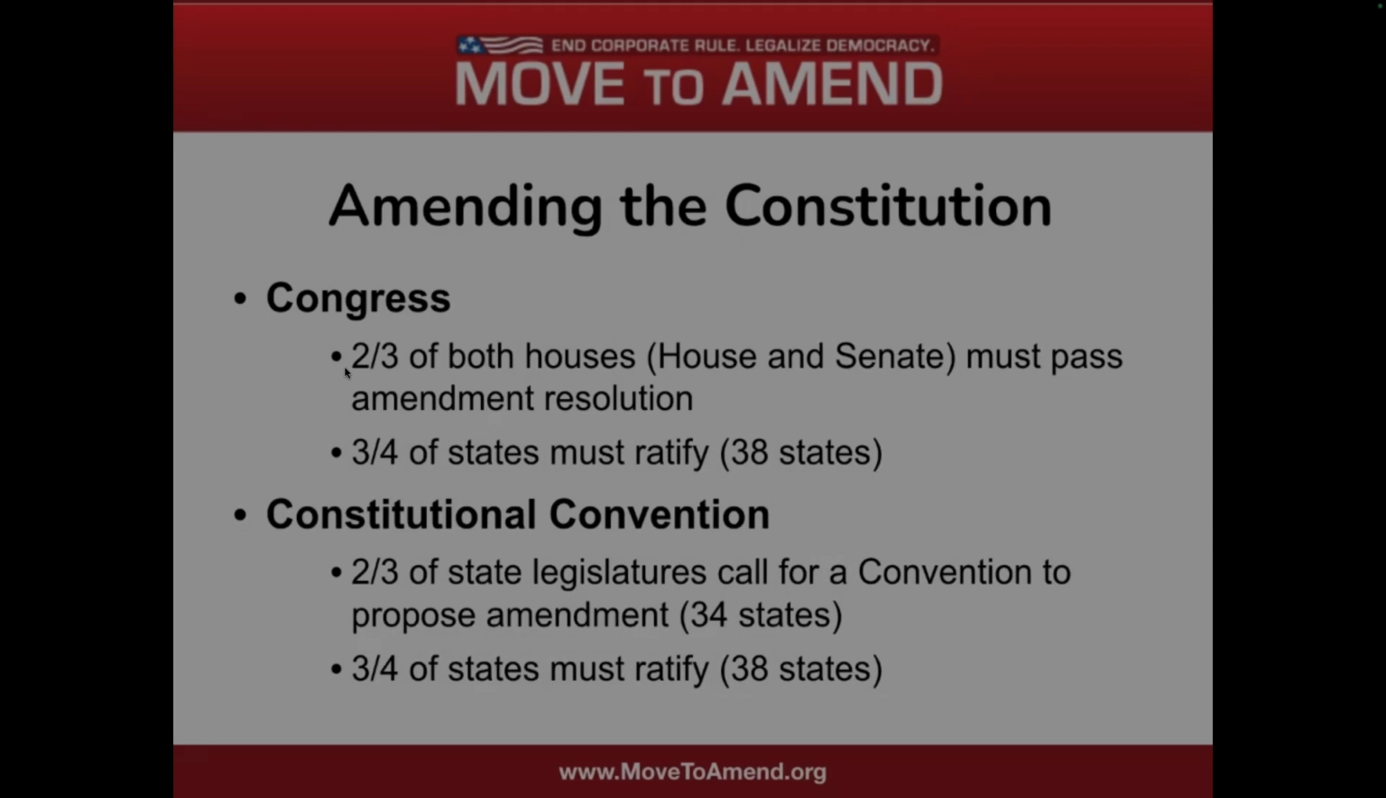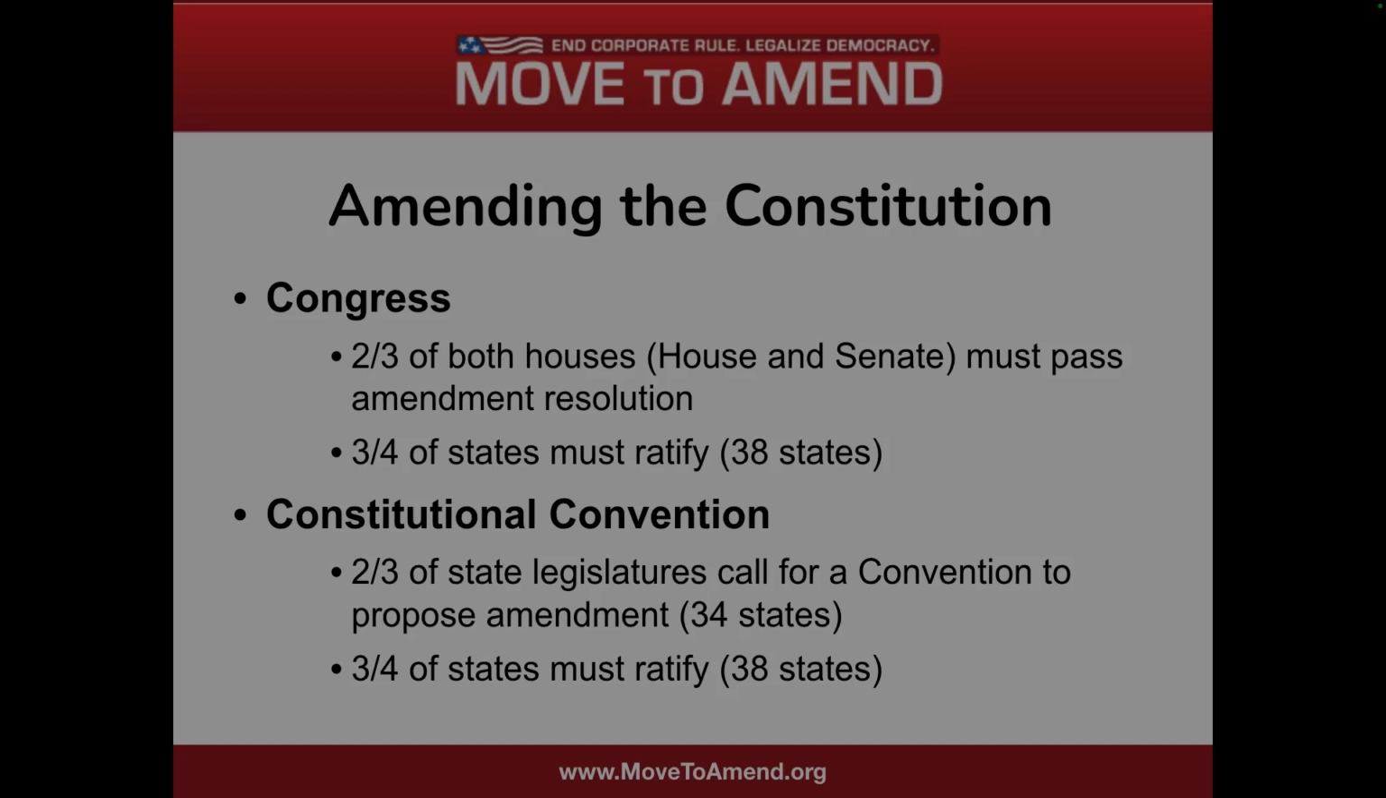Okay, so amending the Constitution. There are two ways to amend the Constitution. There is a way that you can go through Congress that requires 2/3 of both House and Senate to pass the amendment resolution. And then you need 3/4 of the states, which is 38 states, to ratify it. There is also going through a constitutional convention, which requires 2/3 of the state legislatures, which is 34 states, to call for a convention to propose an amendment, and then you need 3/4 of the states to ratify it.